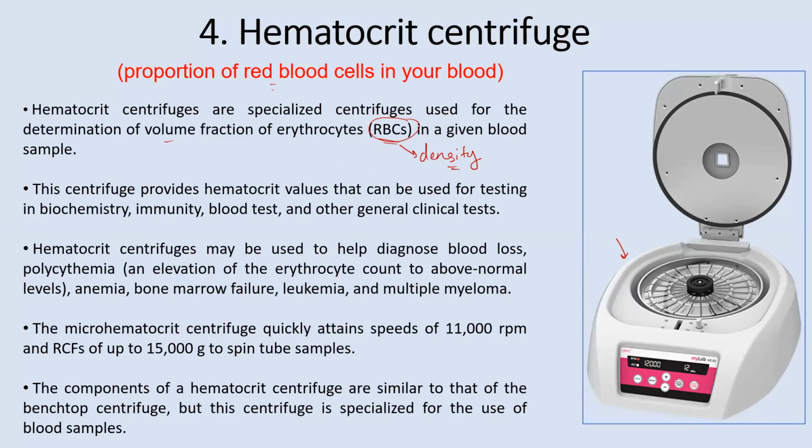So this is a specialized centrifuge, and this centrifuge provides the values, the hematocrit values that can be used for testing in biochemistry, immunity, blood test, and other general clinical tests. So mostly you'll find it probably in the pathological lab also. Hematocrit centrifuges may be used to help diagnose blood loss and all the other things which are related to immunology or medical or clinical tests. So it attains a speed of 11,000 RPM, and the resolution, the separation is quite good because it's a specialized instrument here.